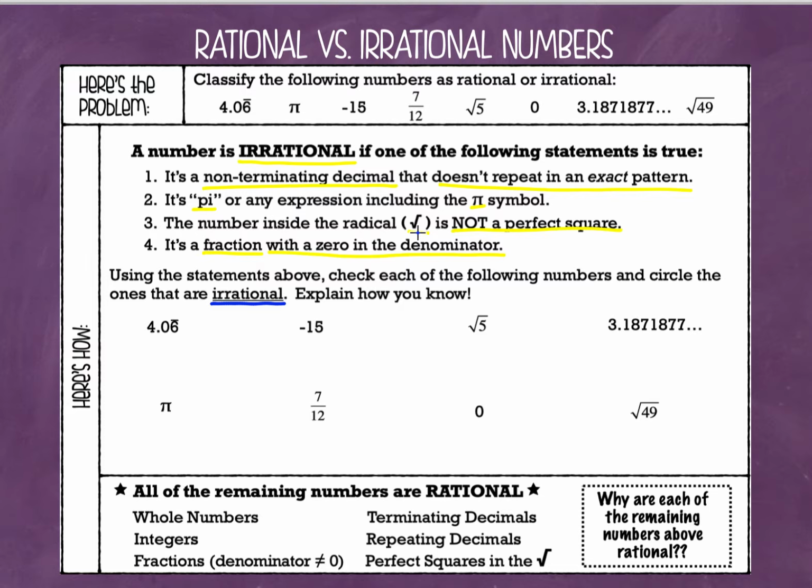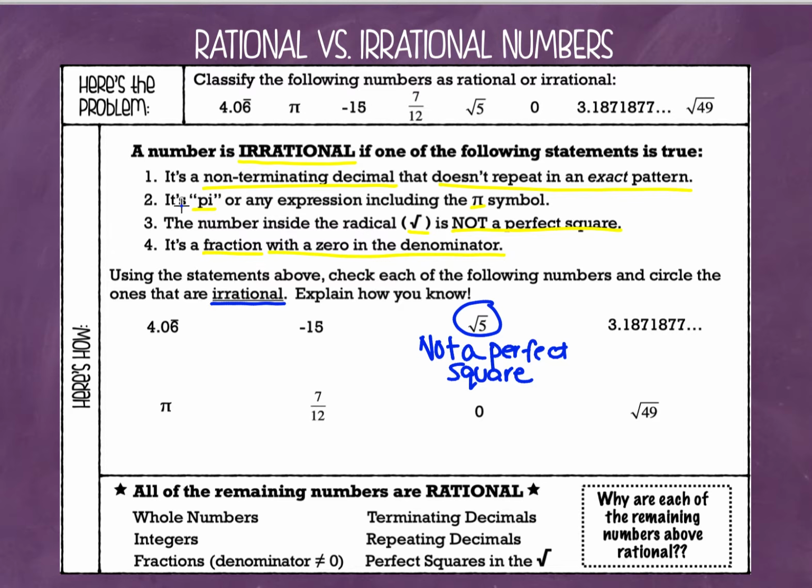All right, how about the number inside the radical is not a perfect square? Well, I've got two numbers with radicals. I've got the square root of 5 and the square root of 49. The square root of 5 is going to be an irrational number because 5 is not a perfect square. If that number had been a 4 inside the radical, then it would be a perfect square, and that would be a rational number. But because that's a 5, not a perfect square, it is irrational. Now, my other number in the radical is the square root of 49. 49 is a perfect square, so that's not irrational. Okay, I don't see any other radicals on here.